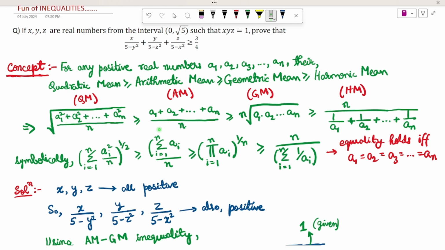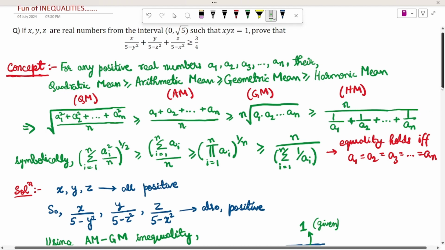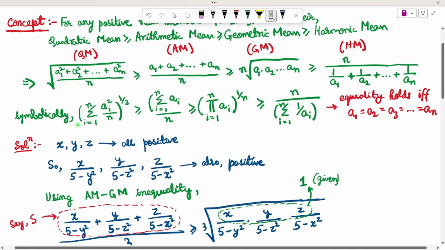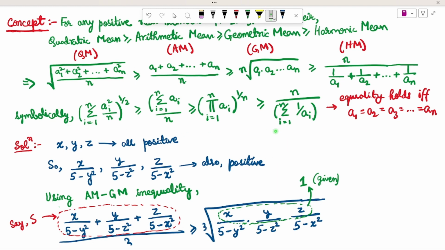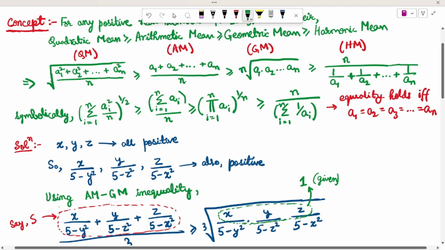So that has to be greater than or equal to the arithmetic mean, which is again greater than or equal to the geometric mean of the n positive real numbers, and then again greater than or equal to the harmonic mean of the n positive real numbers. Symbolically, we can represent this like this. Okay, I missed a bracket here, I'm sorry. So we can represent it like this.